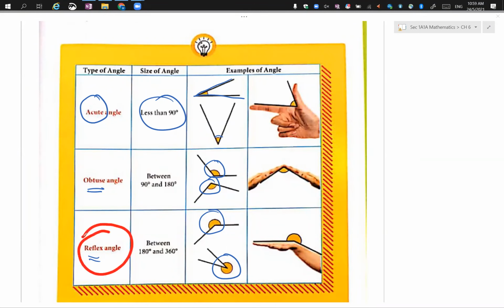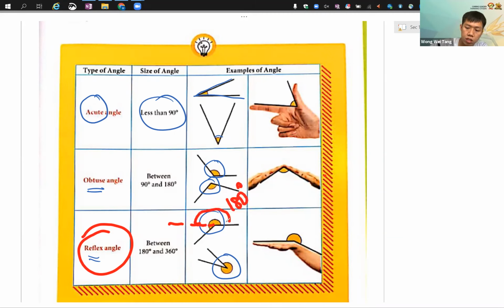the third one, is between 180 and 360 degrees. So it is more than a straight line. Okay, so more than a straight line meaning this is my 180 degrees. The angle goes beyond 180. That is what we want for reflex angle. Can you remember this, Javier?